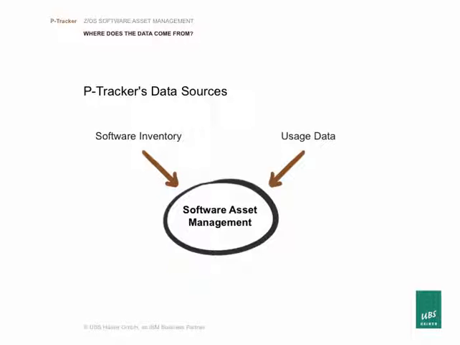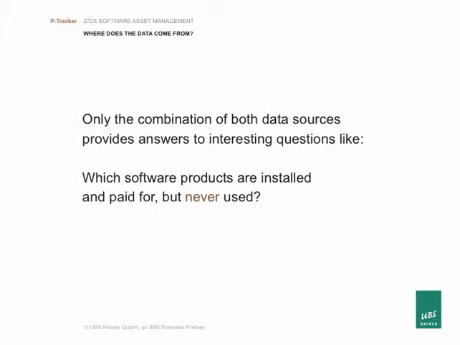Usage data must be continuously recorded: on behalf of which user or job was the module from that library executed. One cannot generally say this program was never executed, but only that an execution of this program was not observed within the observation period. Hence, it is important to monitor the execution gaplessly. Only the combination of both data sources provides answers to the interesting questions, like which software products are installed and paid for, but never used?